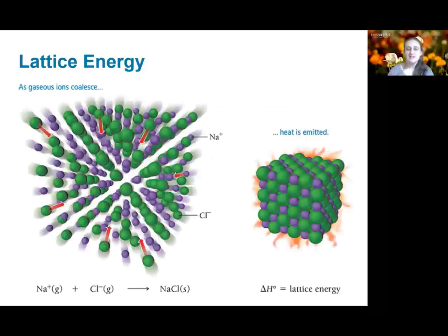So the lattice energy is actually, by definition, the energy associated with the individual ions in the gas phase. So here we're showing sodium and chlorine as gases coming together to form solid sodium chloride. This process is always going to be exothermic. It's always more stable for those ions to come together. And that enthalpy associated with this process is what we call the lattice energy.